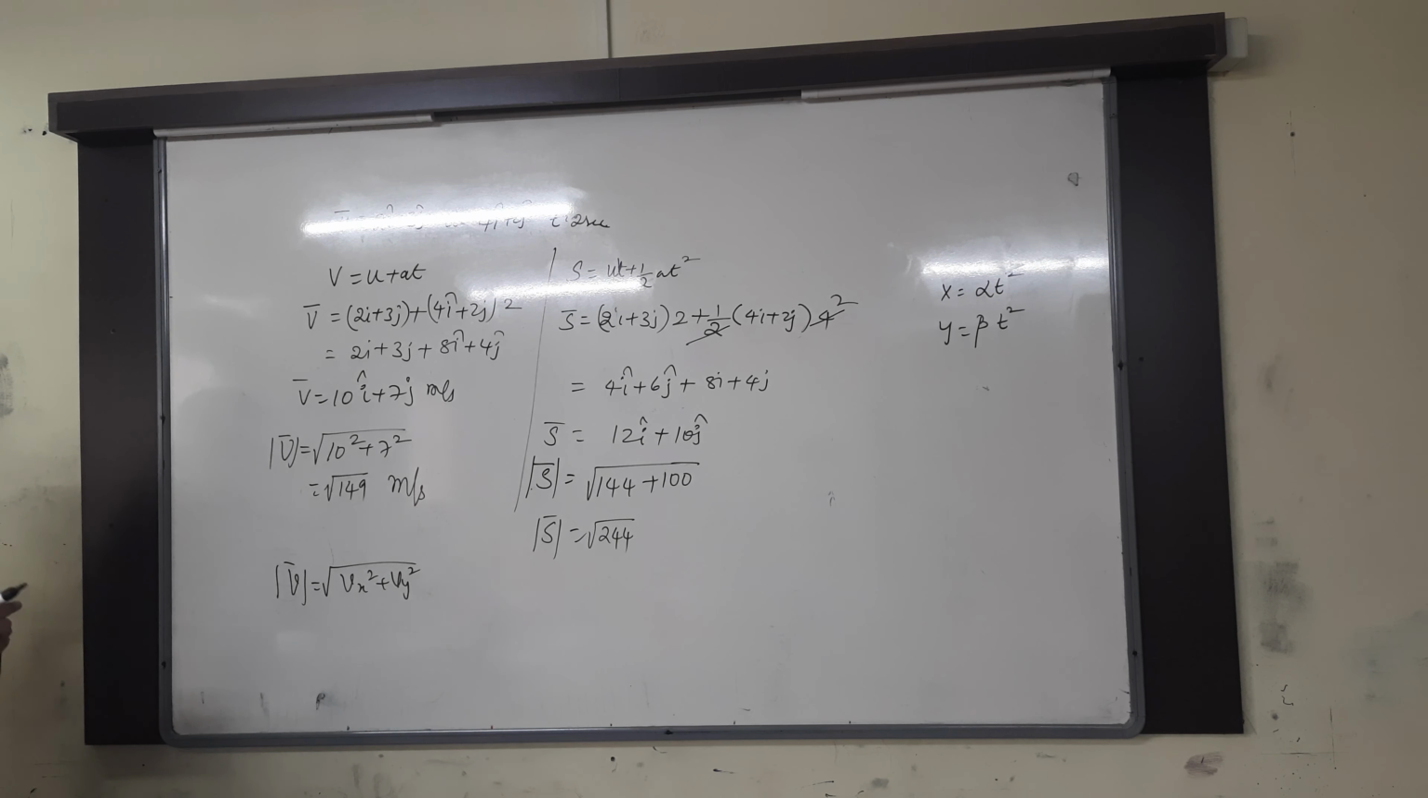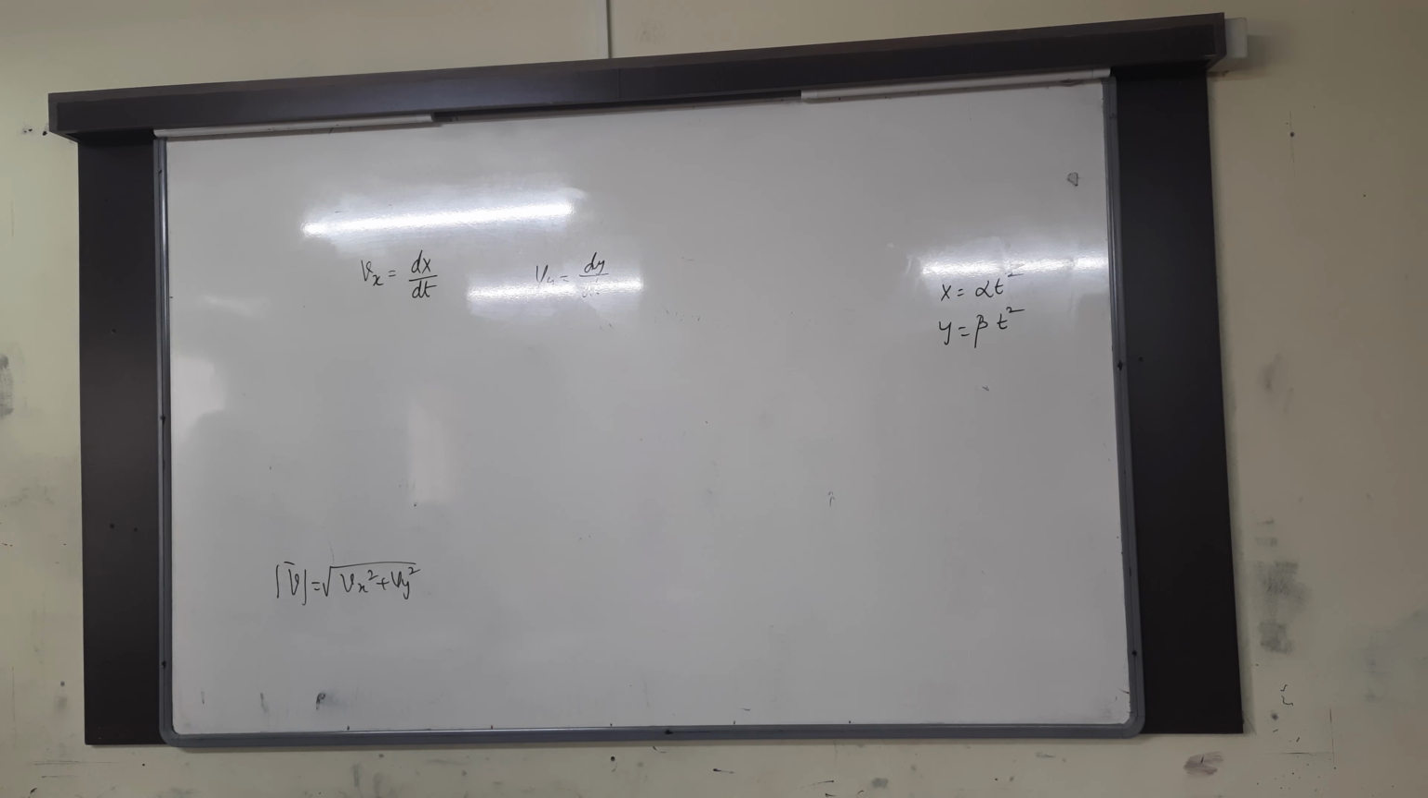vx is 2 alpha t, vy is 2 beta t. Then find out the speed. d by dt of alpha t square. d by dt of alpha t square. Alpha is constant, beta is constant, no?